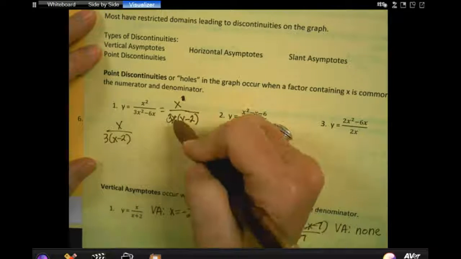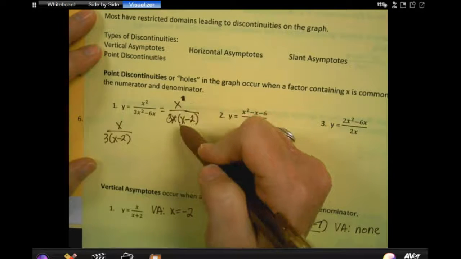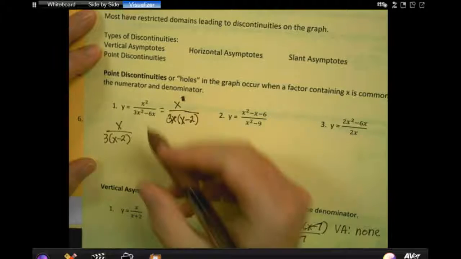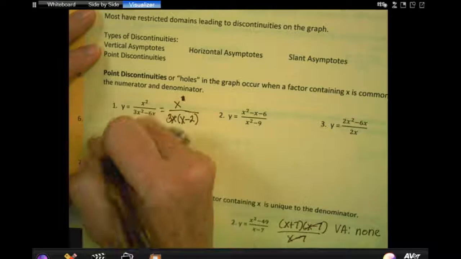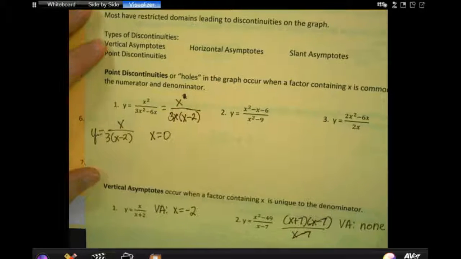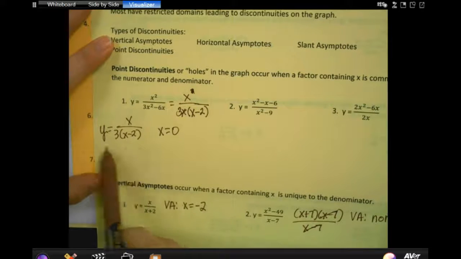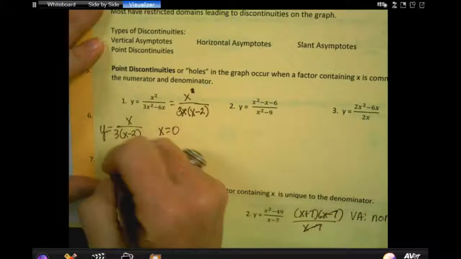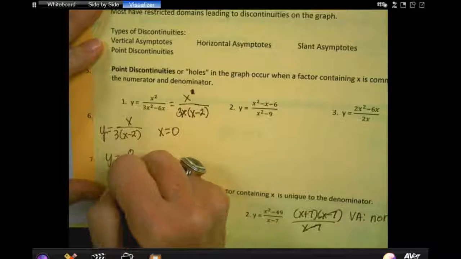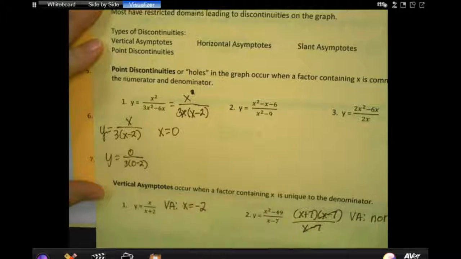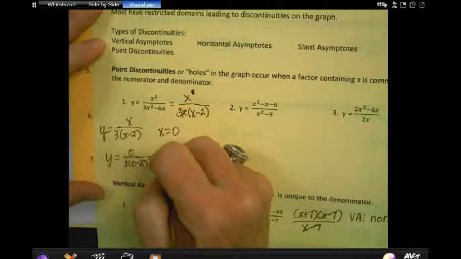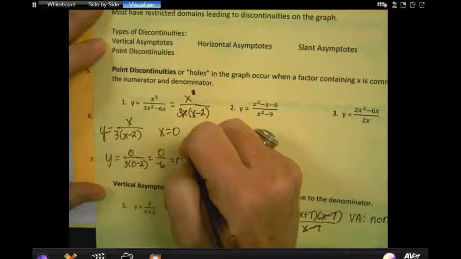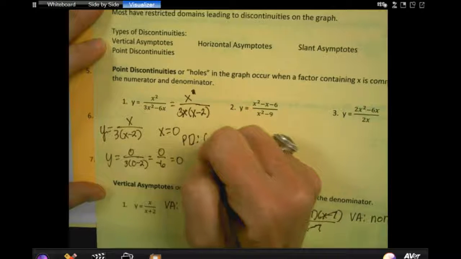So the term that I canceled, which was x, right? Whatever term you cancel, you set it equal to 0. So my x equals 0. And this equals y. So I need to find the y value of the point I canceled. So I'm going to put a 0 in for x. I get 0 over -6, which is 0. So my point discontinuity is 0, 0.